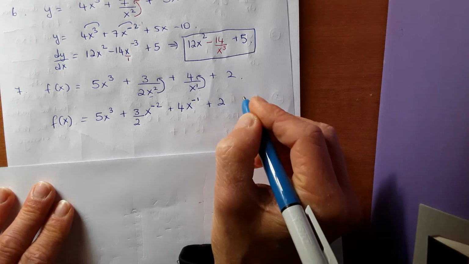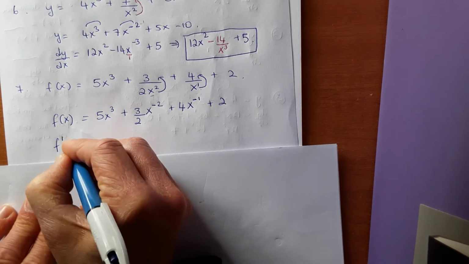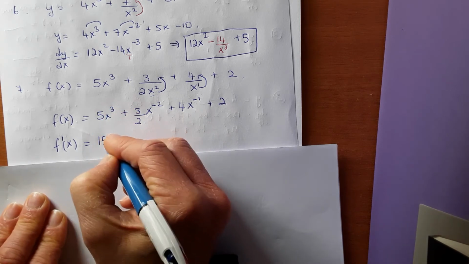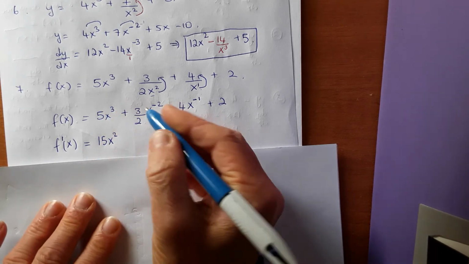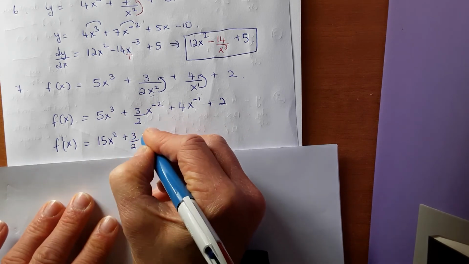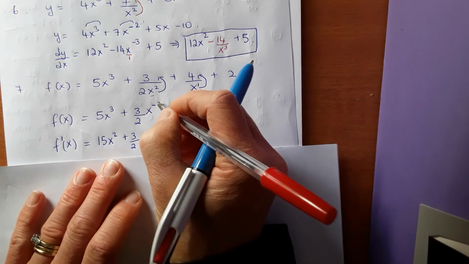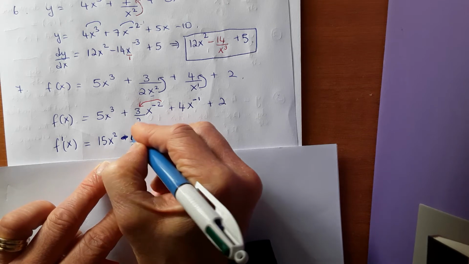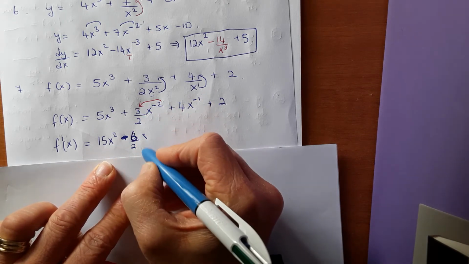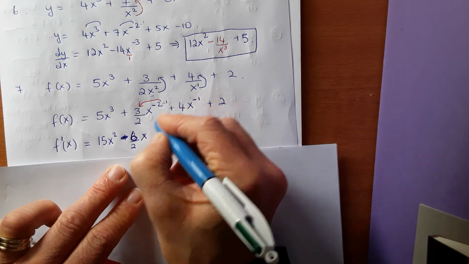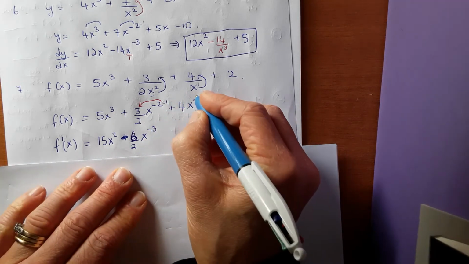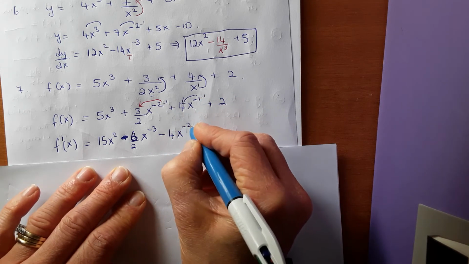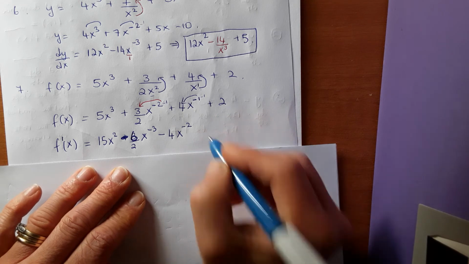Plus 2. Now I differentiate. So this time I'm finding f dash x, the derivative. So bring down your power. 15x, reduce the power by 1. 3 over 2 x. Now when you have this one, it's minus 2 by 3 over 2. So that's minus 6 over 2. Minus 3 by 2 is minus 6 over 2. X. Reduce the power by 1. Minus 3. Bring down your power. Minus 4x. Reduce the power by 1. Minus 2. Differentiate 2 and it becomes 0.